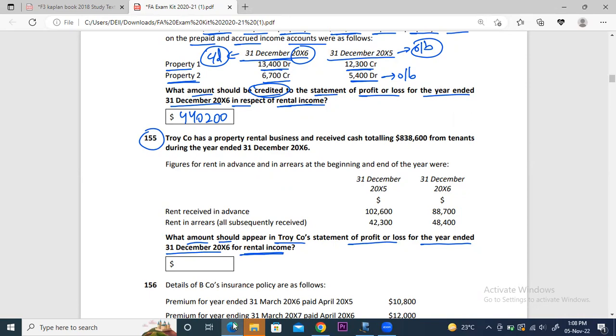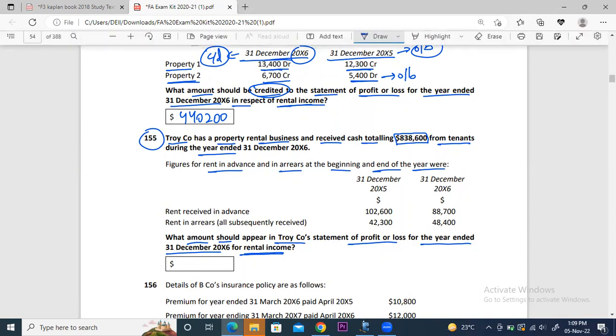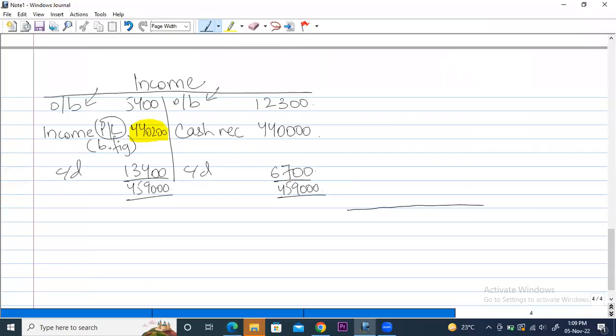Now, Troy Company has a property rental business and received cash totaling 838,600 from tenants. So this is the total cash received in the year. The figures for rent in advance and arrears at the beginning and end of the year were given. Now let's look at this logically. First, again, let me make an income account over here. So this is income.